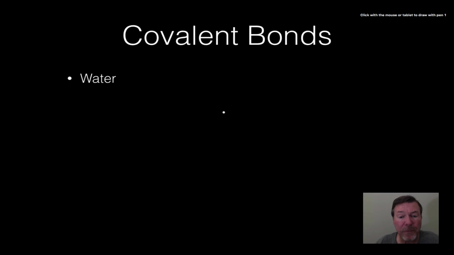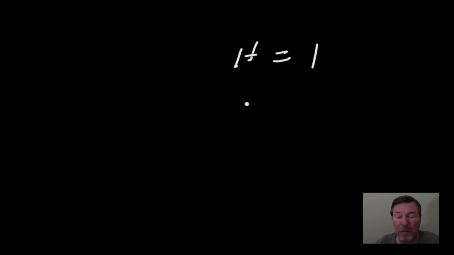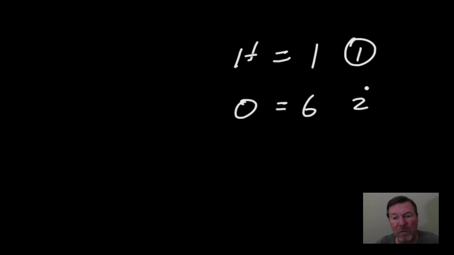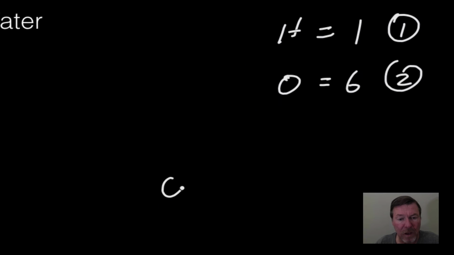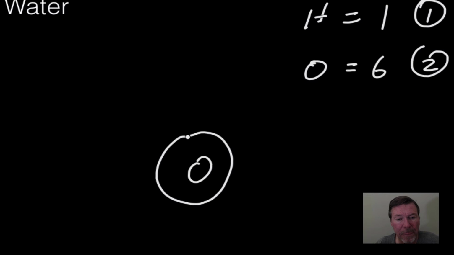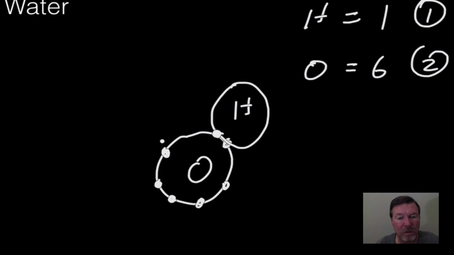Water is a great example. With water, you have hydrogen, which only has 1, and oxygen, which has 6. This one needs 1 more. This one needs 2 more. Well, the oxygen is here, and if you think about it, it has 1, 2, 3, 4, 5, 6. And then hydrogen has 1. So it's those 2 that are shared.